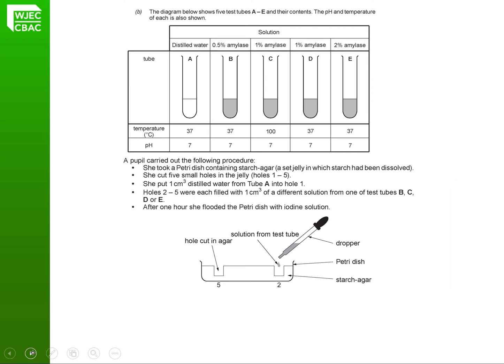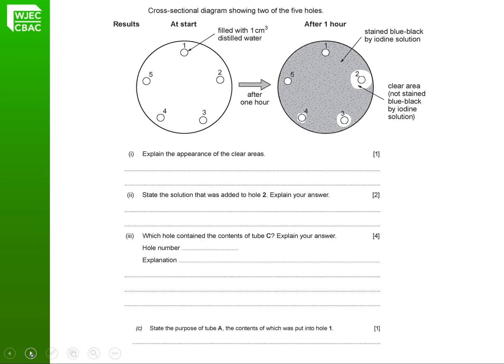So you should remember that iodine is testing for starch, and if starch is present, then the iodine will turn blue-black. So if we then look at the results, at the start you can see you've got the 5 holes filled with the different solutions. They haven't told you which of the solutions is in the other holes. And then the second one shows the results after 1 hour. So the jelly, where there is starch present, has been stained blue-black by the iodine solution.